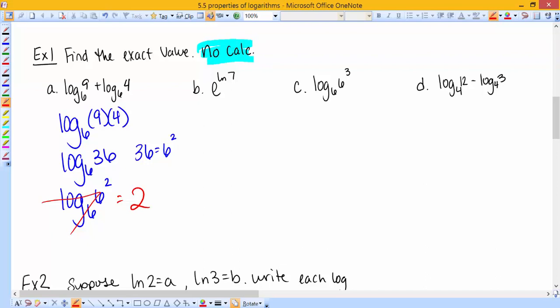B. Oh, this is nice. I see e and ln. And every time you see an e with an ln together, they cancel. And here I'm left with 7.